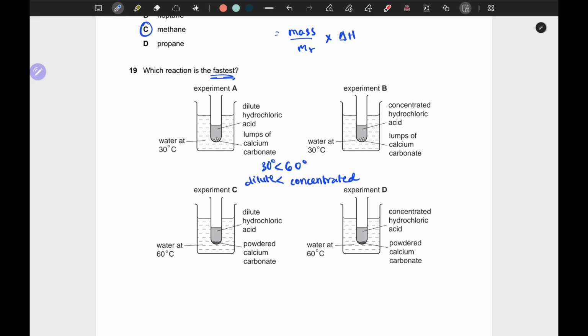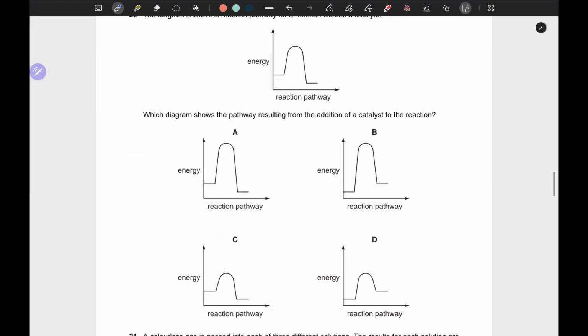And the calcium carbonate should be in its powdered form instead of the lump form. So 60 degrees Celsius, concentrated and powdered. So we look at the option that provides all three of them. So if you look at A, that doesn't work. B, C, that doesn't work. If you look at D, water at 60 degrees Celsius, hydrochloric acid concentrated, powdered calcium carbonate. So the answer for 19 is D.